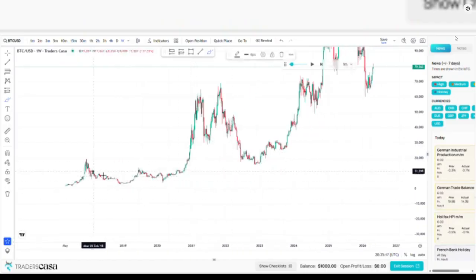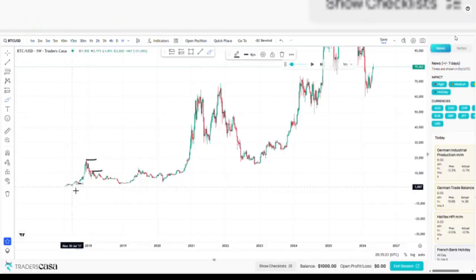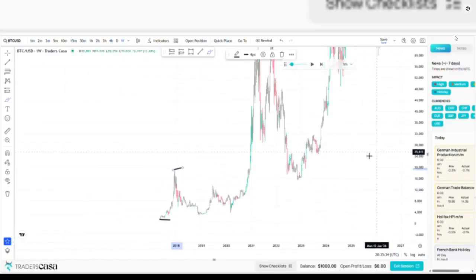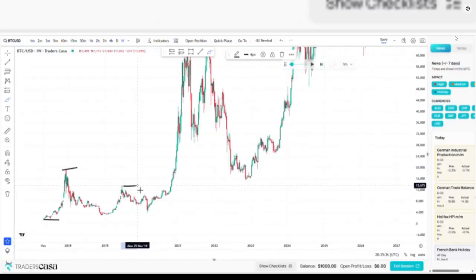So, for instance, this is not a major market structure because this is higher than the other. This is not a major low because this is lower. This is not a major low because this is lower than that one. So, this low right here, this high right here, major. Same process once again. This high, this low, most major.